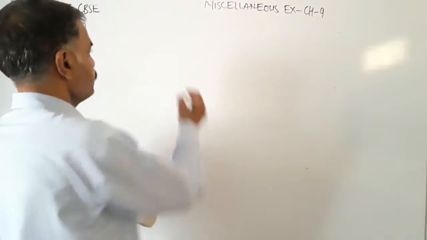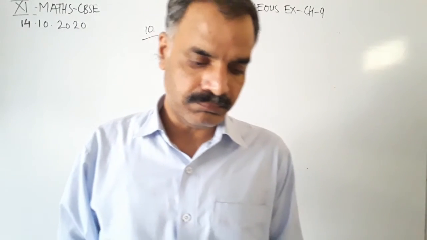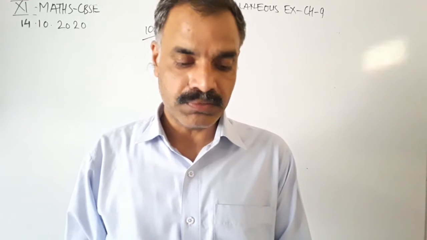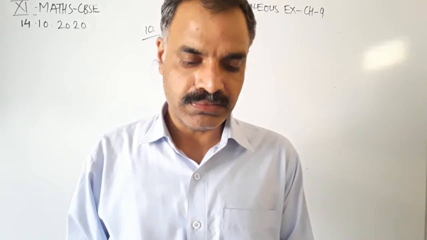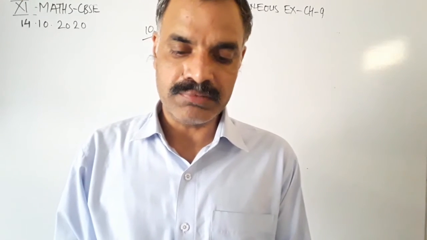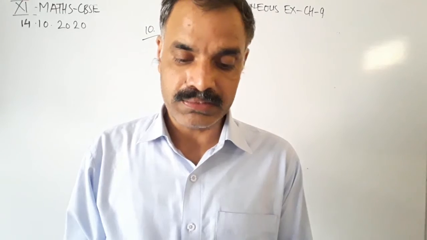Question number 10: the sum of the three numbers in GP is 56. If we subtract 1, 7, 21 from these numbers in that order, we obtain an AP.